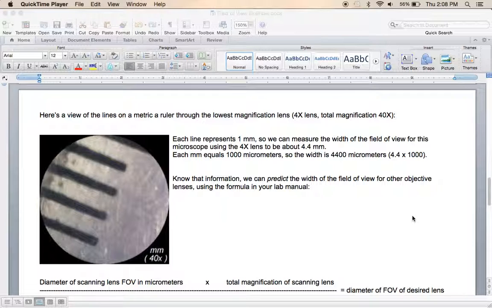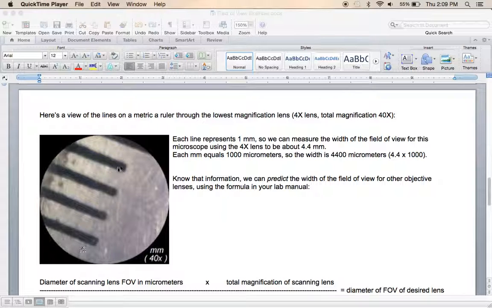In your lab, you have a picture very similar to this, where you're looking at a ruler through the microscope. If you had a ruler and you use the lowest power objective, a 4x lens with a total magnification of 40x because of the eyepiece, 4 times 10 is 40, then when looking through that at the ruler, you can see these black marks, and each of these black marks is 1 millimeter.